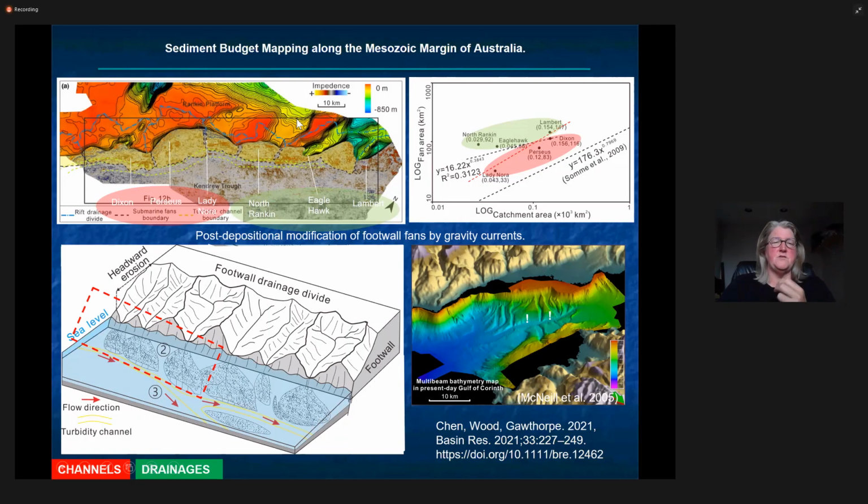but you can only see that if you can map the drainage basins, calculate the potential sediment budgets, and then map the fan systems and the morphology of the fan systems along with these turbidite channels. And that paper was published in 2021. It's a Basin Research paper. If you guys want to email me, I'm happy to send you a copy of it.